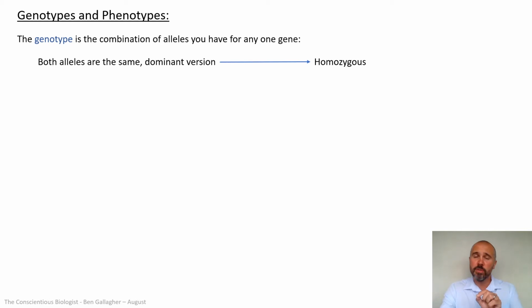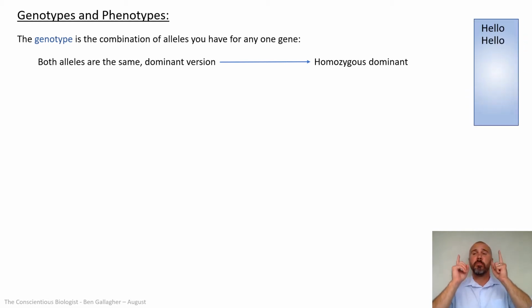Now, if you've got both your alleles the same and they're the dominant version, then your genotype is said to be homozygous. Homo, because it's from the Latin homeo, meaning the same. Zygous meaning genes or information. So homozygous meaning same gene, same allele. And because they're both dominant, it's homozygous dominant. So you've always got two copies, remember, and if they're both the same and they're both the dominant allele, you're homozygous dominant.